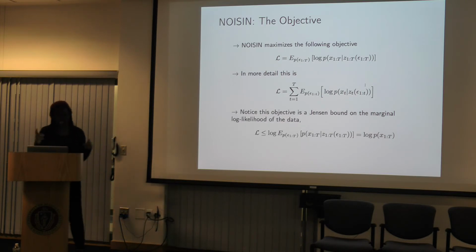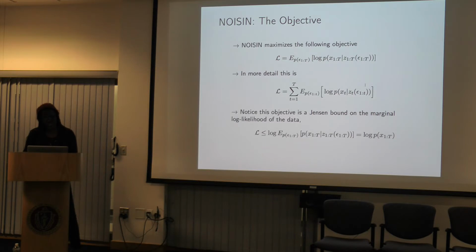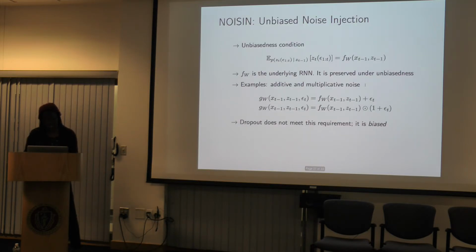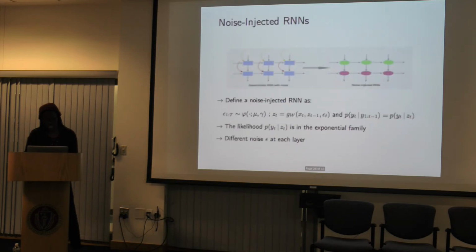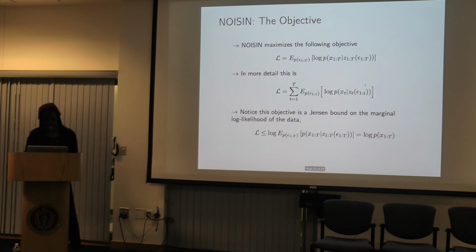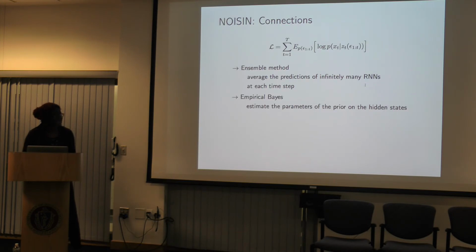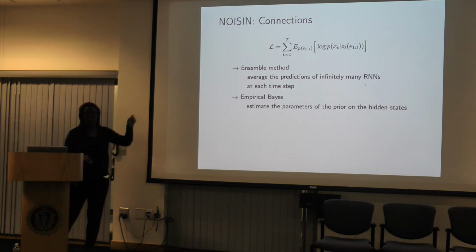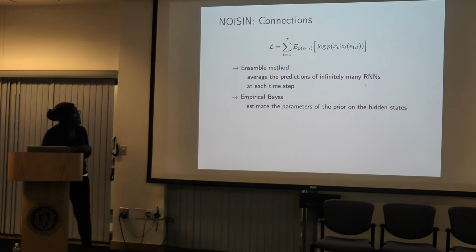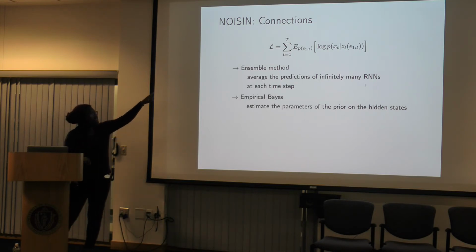And these are expectation over the noise of your log likelihood that conditions on the noisy hidden state. So the objective is clear, the condition is clear, and the architecture is clear. So what I'm going to do now is mention two connections of this method, two existing methods. The loss function is as shown above, sum across time step of the expected log likelihood.